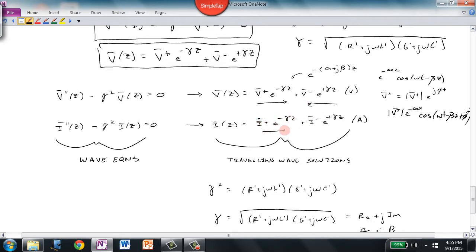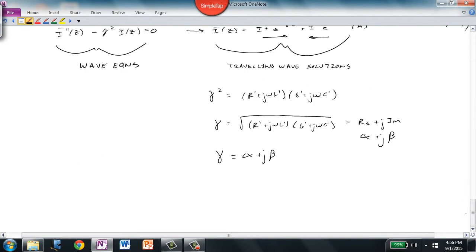Similarly, we've got a current wave moving from left to right and a current wave moving from right to left. So if we were to plot those, basically what the first half of either of those equations is saying is that we've got a waveform that's propagating from left to right. It's attenuating as it goes. It's got an initial amplitude there of magnitude of V bar plus. That's how tall it is. And it's getting smaller as it goes that way.